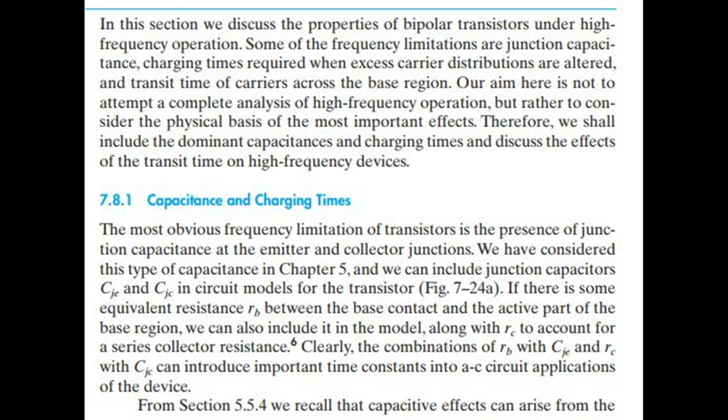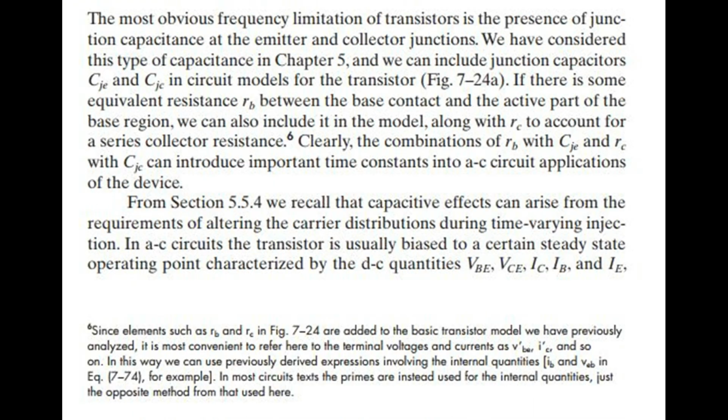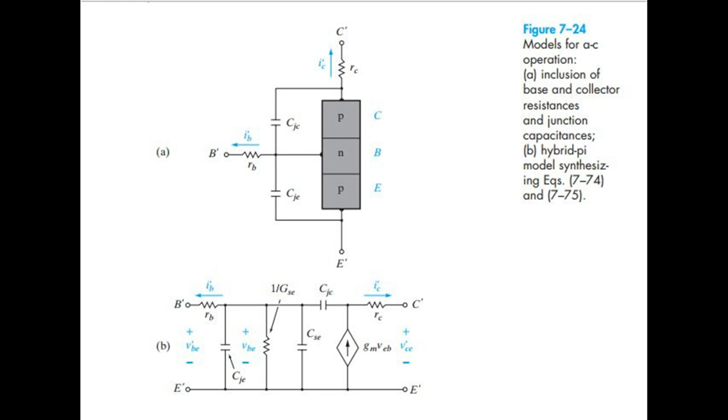From Section 5.5.4 we recall that capacitive effects can arise from the requirements of altering the carrier distributions during time-varying injection. In AC circuits the transistor is usually biased to a certain steady-state operating point characterized by the DC quantities V_BE, V_CE, I_C, I_B, and I_E, and then AC signals are superimposed upon these steady-state values. We shall call the AC terms v_be, v_ce, i_c, i_b, and i_e. Total quantities will be lowercase with capitalized subscripts.